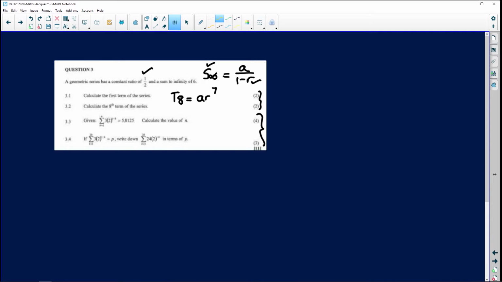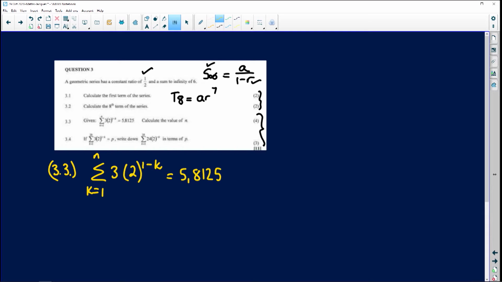I want to get to the sigma ones. Let's have a look at what they say. This one doesn't look nice here, so let me write the actual sigma problem down for us. They say sigma, when k starts from 1 to n, of 3 times 2 to the power 1 minus k is equal to 5,8125. Okay, so what did they tell us?